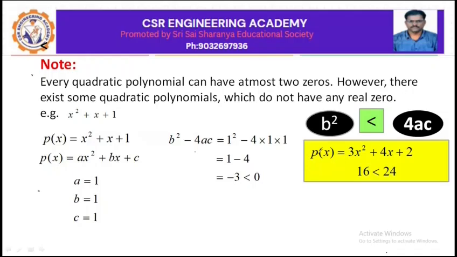Try another polynomial. p(x) = 3x² + 4x + 2. Here b = 4, so b² is 16. 4ac is 4 × 3 = 12, 12 × 2 = 24. So therefore, 16 is less than 24. So b² is less than 4ac. So therefore, 3x² + 4x + 2 does not have any real zeros.